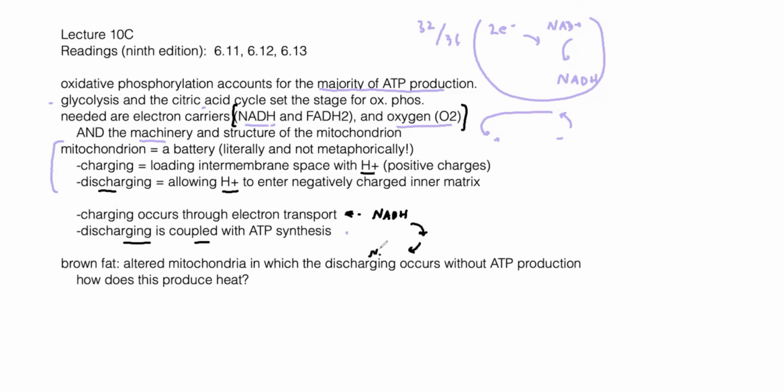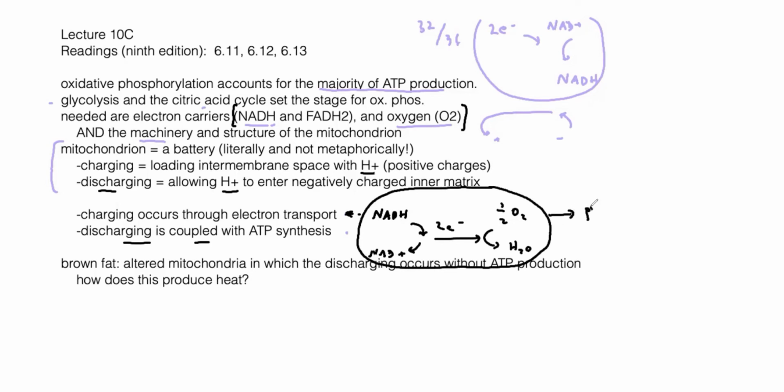We're ending up with NAD+. The electrons, two of them, are going to go to oxygen. Half a molecule of oxygen is going to be giving rise to 1 molecule of H2O, right? So this is basically what's going on in electron transport. And this is also what pushes the hydrogen ions from the inner matrix to the intermembrane space.